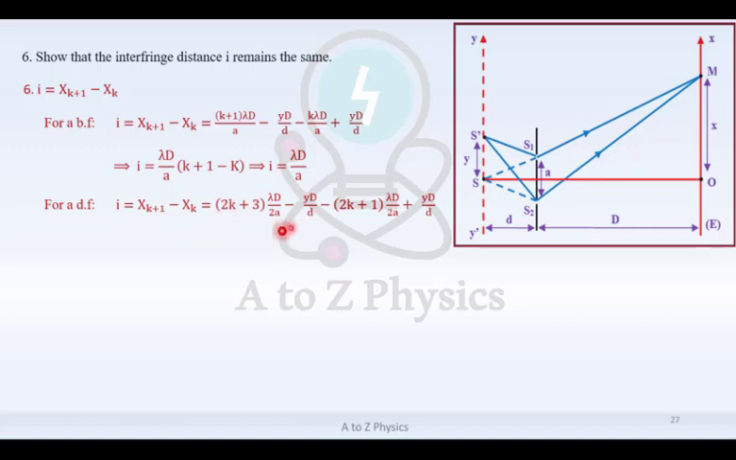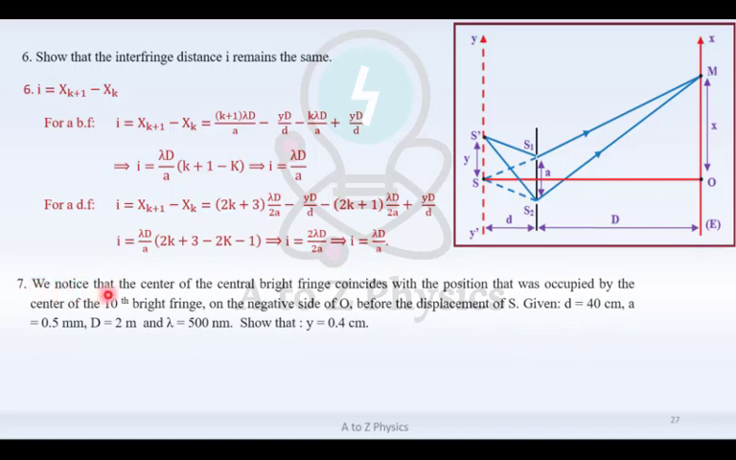Here is x of k plus 1 and here is minus x of k. We will finally obtain i equals lambda d over a. Part 7, we notice that the center of the central bright fringe coincides with the position that was occupied by the center of the 10th bright fringe on the negative side of O before displacement of S.